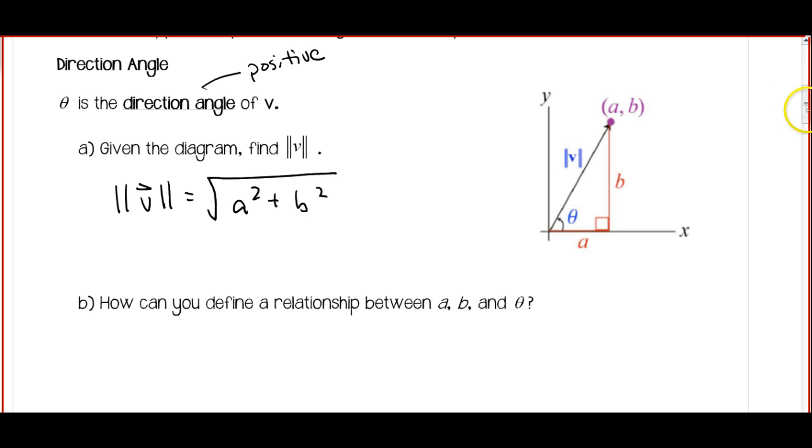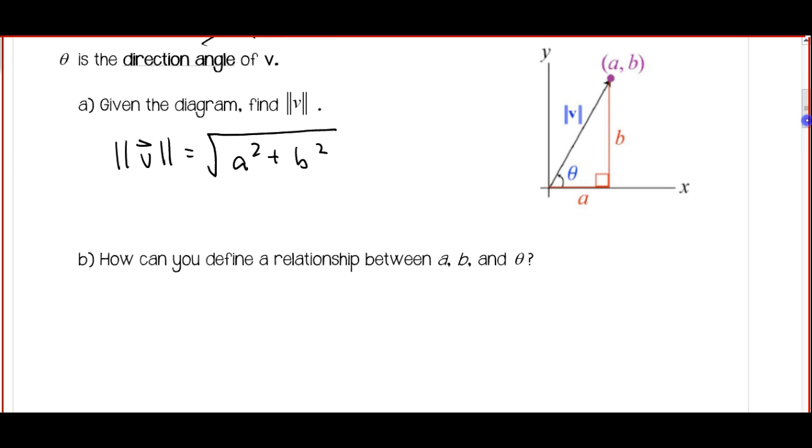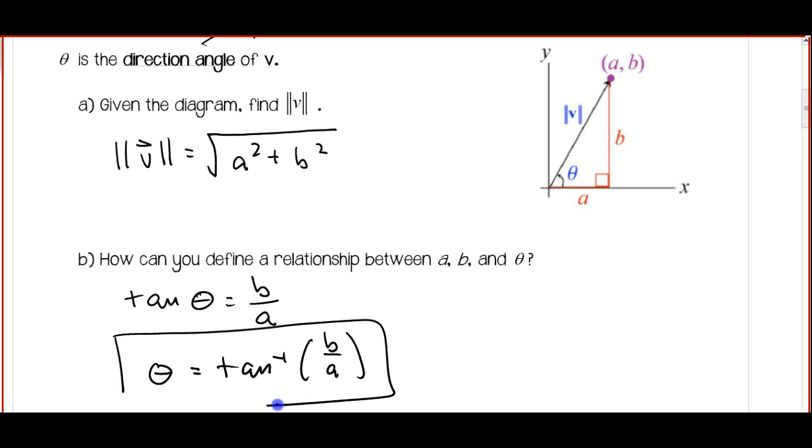And then for part B, how can you define a relationship between A, B, and theta? Well, B is the opposite side and A is the adjacent side, and we know those two sides of the triangle define the tangent ratio. So we've got that the tangent of theta is equal to B over A, which means that theta would be the tan inverse of B over A. Alright, so this is how we would calculate the direction angle.